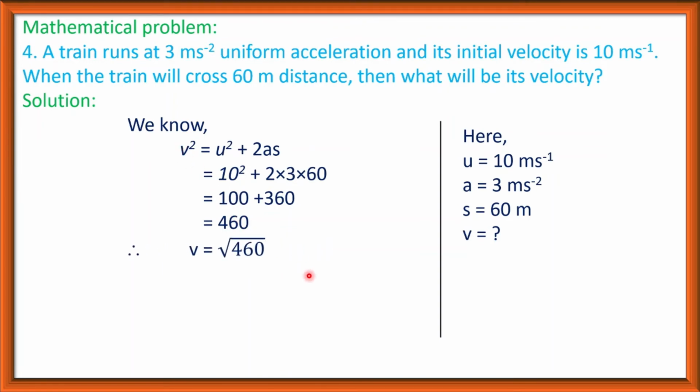Therefore v is equal to root over 460, and after calculation it is 21.45 meter per second. So the final velocity, that is velocity after 60 meter distance, is 21.45 meter per second.